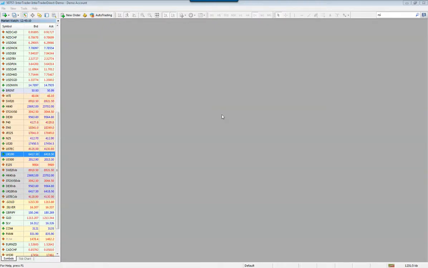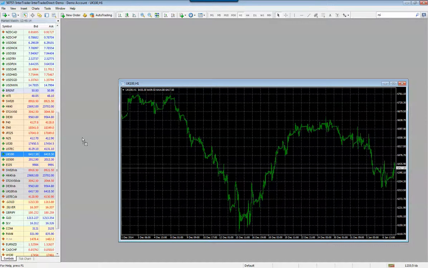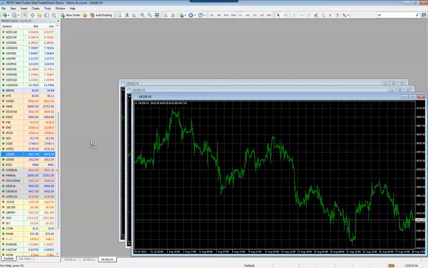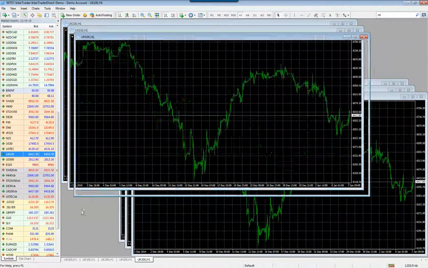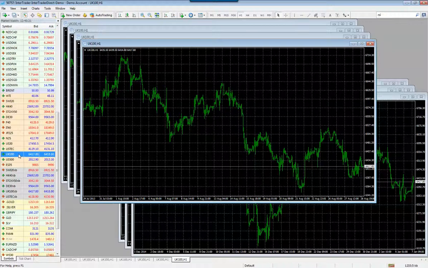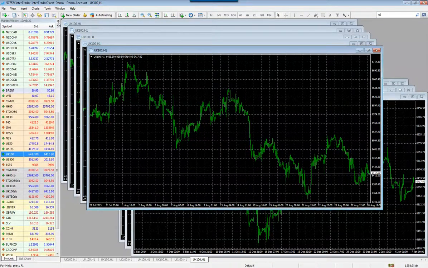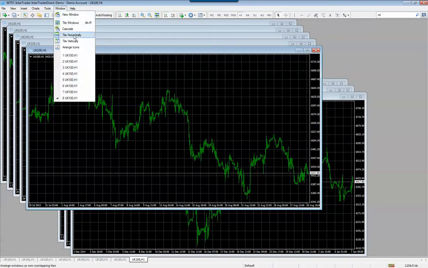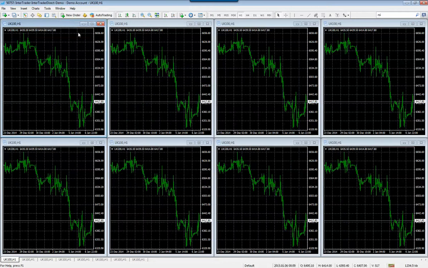Setups using iView charts. Now there are a few different ways you can set this up. If you're looking at one product, the first thing I would do is drag 8 charts. Just do that with the same product. Then close your market watch down, do window, tile windows. Okay, so you get the same product 8 times.